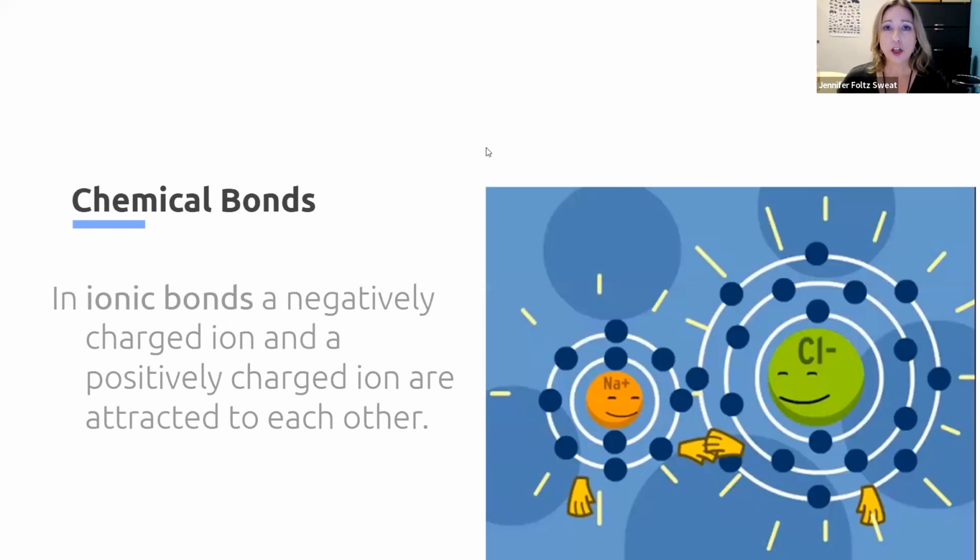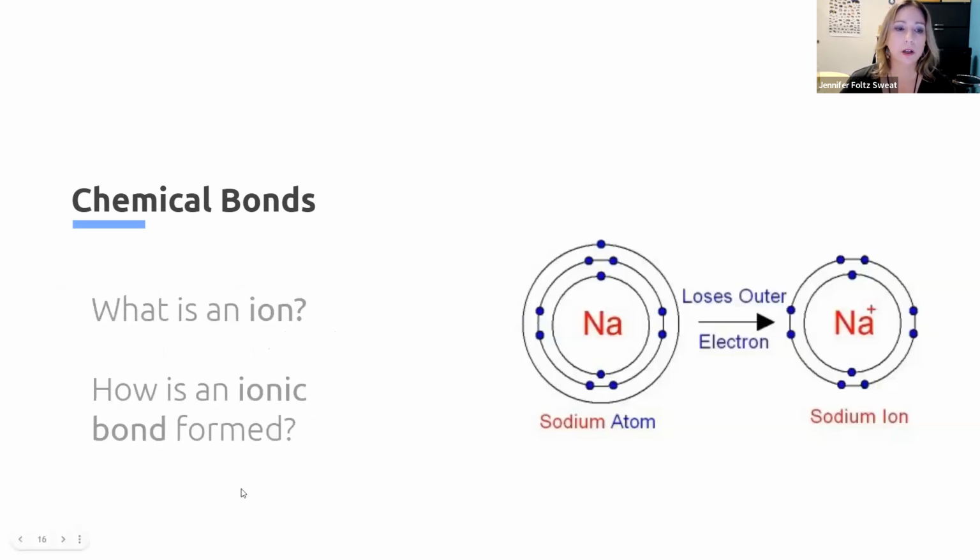So here's my image for an ionic bond. I usually refer to sodium chloride when I talk about an ionic bond, an attraction between a positively charged ion and a negatively charged ion. This is what we just went over. Sodium loses its outer electron, so it becomes positive.